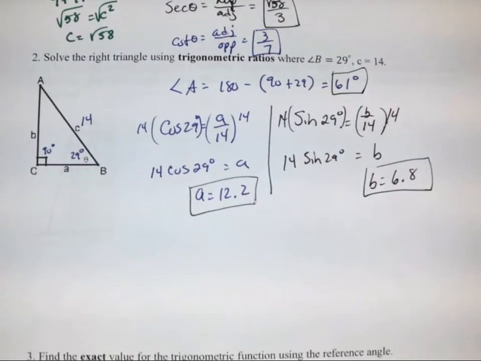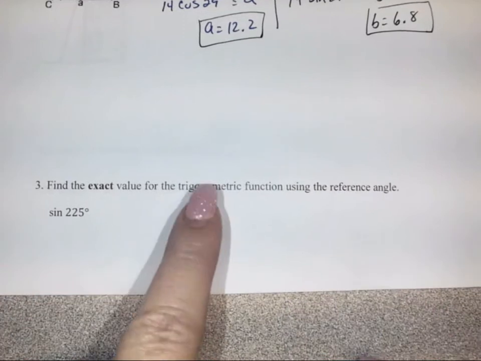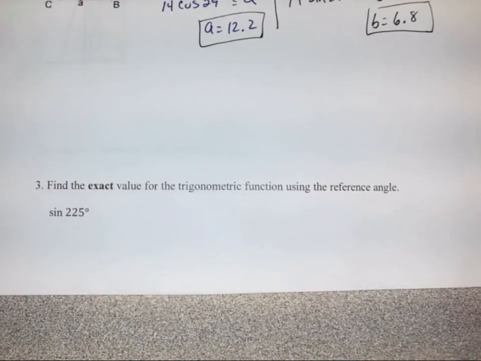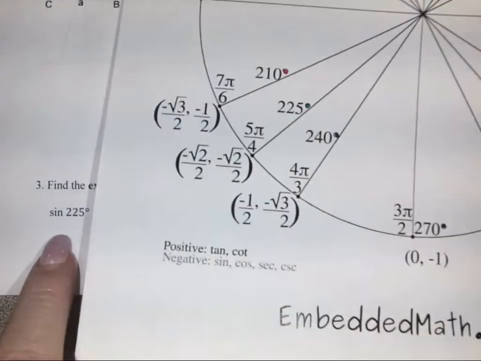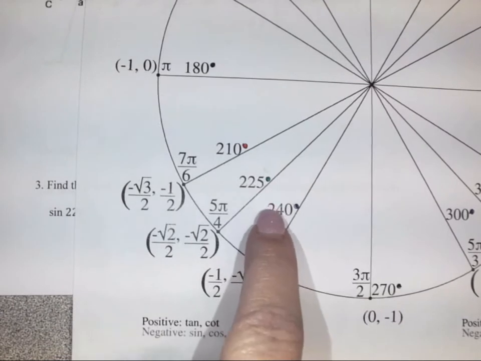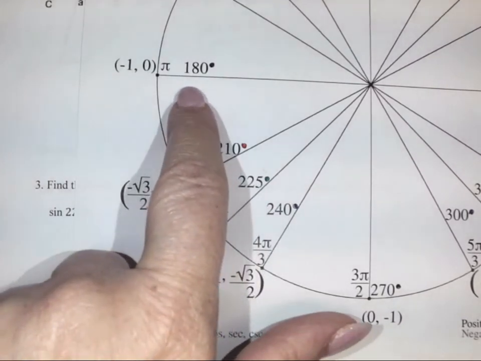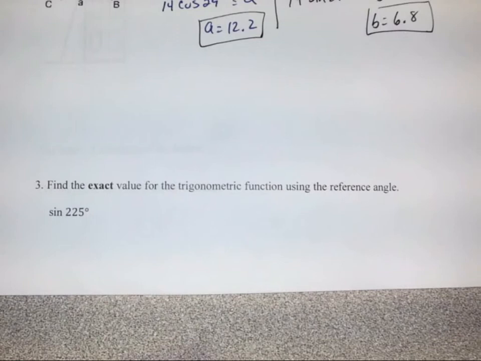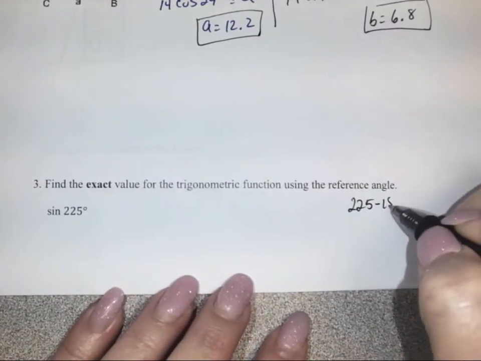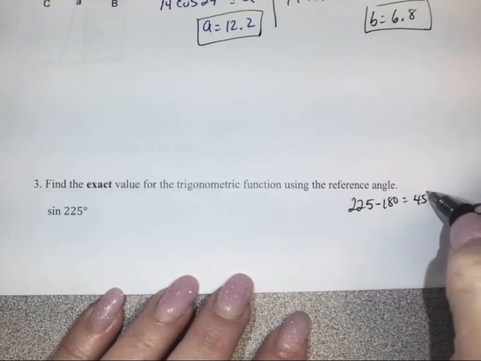All right, so for the next part, we have to find the exact value for the trig function using the reference angle. So we've got to find the reference angle. So remember from your unit circle, if we're at 225 degrees, 225 degrees is going to land you in quadrant 3. Your closest x-axis is 180. So we've got to do 225 minus 180 will get us 45 degrees.